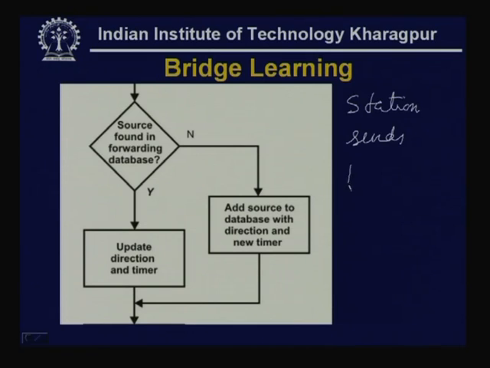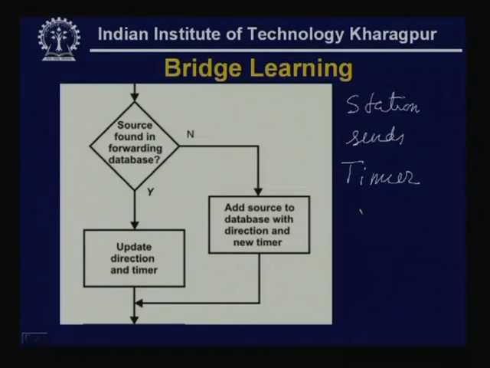You see, it also maintains a timer. The reason for the timer is that the table is not really static. The table that is being created keeps on changing with time. Suppose a particular station does not send any packet for a long time, the station is off or something like that. In such a case, after a few minutes the timeout occurs, and that station's MAC address is removed from the table.